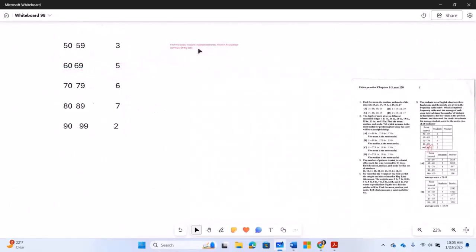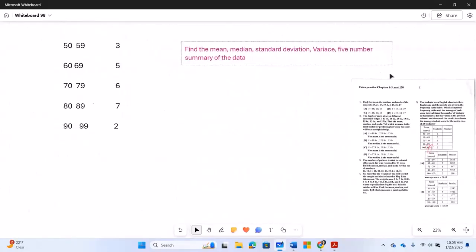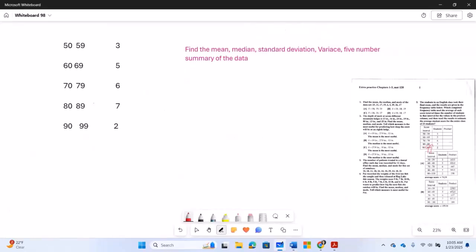The question says find the mean, the median, the standard deviation, the variance, and 5-number summary of the data given to us. So the first thing we want to do is, let's write this down. So this is the class given to us. That's the class.